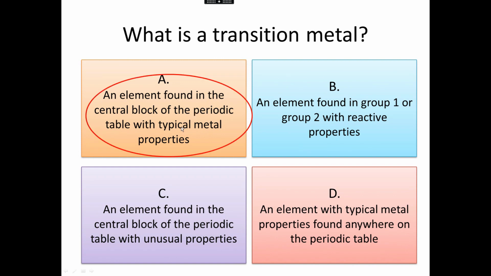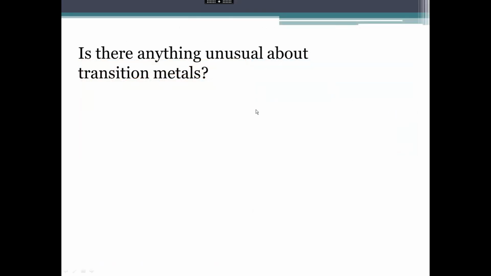An element found in the central block of the periodic table, and it has typical metal properties. So high density, high conductivity, ductile, malleable, high melting point, lustrous, and did I say ductile? Yeah, I did. Okay, right, let's carry on.